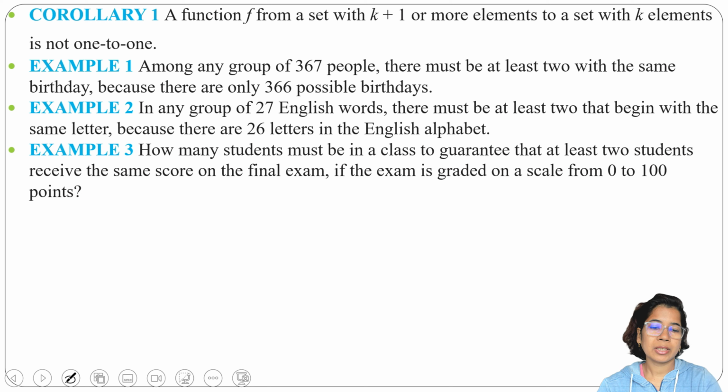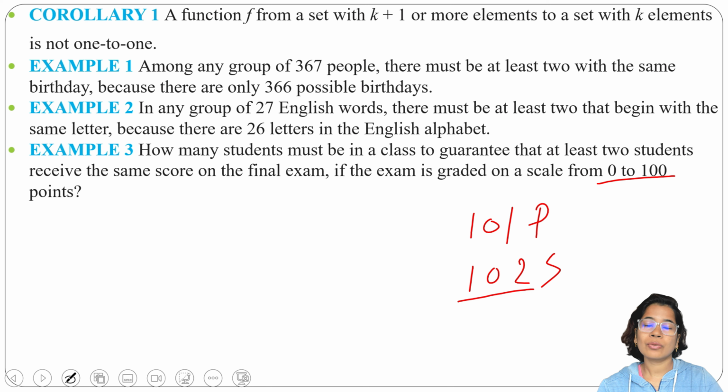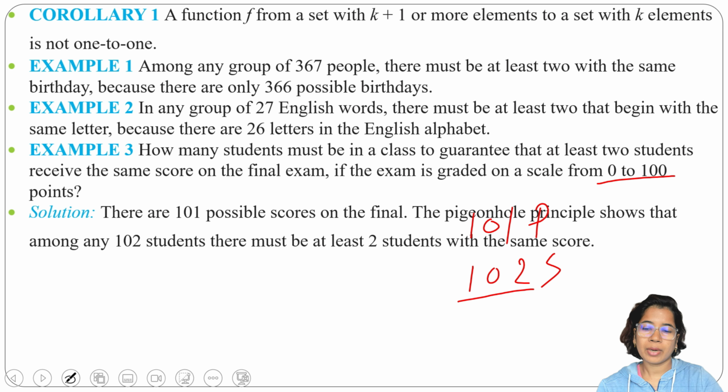Next, example 3. How many students must be in a class to guarantee that at least 2 students receive the same score in the final exam if the exam is graded on a scale from 0 to 100 points? 1 to 100 means it will be 100. 0 to 100 means there are 101 points. And how many students will it take so that at least 2 students receive the same? So we need at least 102 students. If 102 students, then at least 2 students have the same point. So here the answer will be 102.